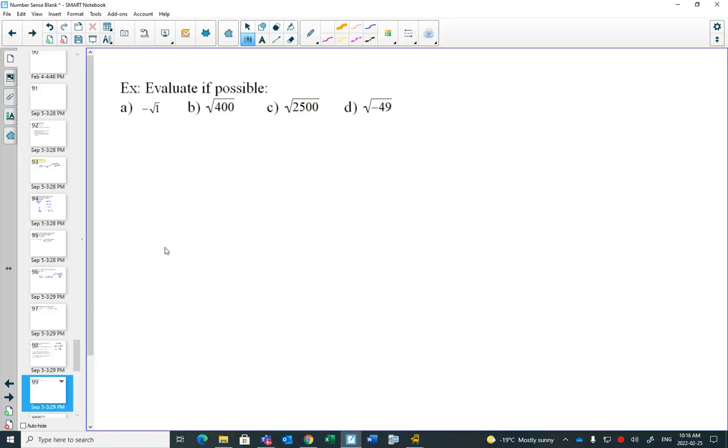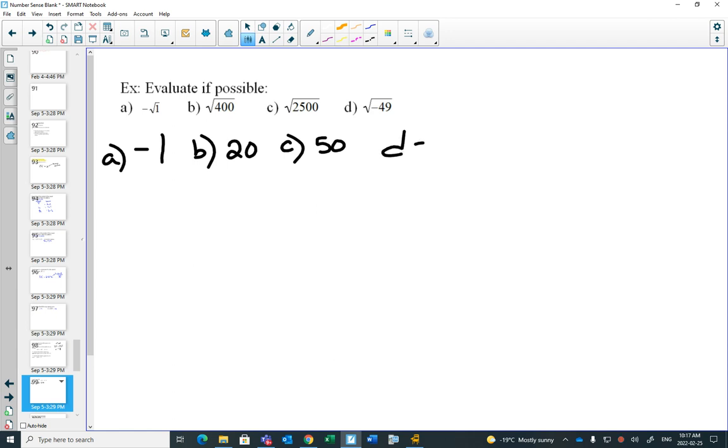Now here it says evaluate if possible. So that kind of implies that maybe some of these are impossible. If we look at the first one, square root of 1 is equal to 1, because 1 times 1 is 1. And then the negative would still be out in front. In B, what times what is 400? 20, good job. Or if you needed your calculator, that would be fine. C, what times what is 2500? 50. And if you needed your calculator, that would be possible.